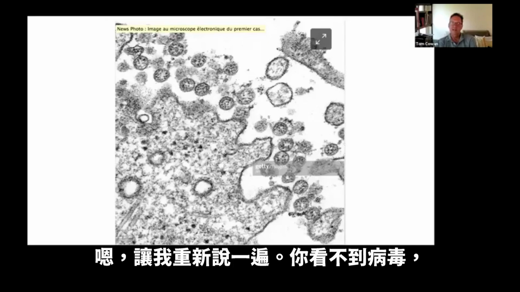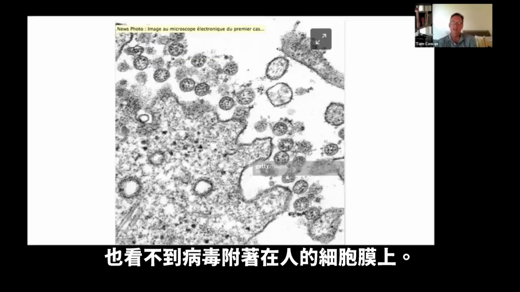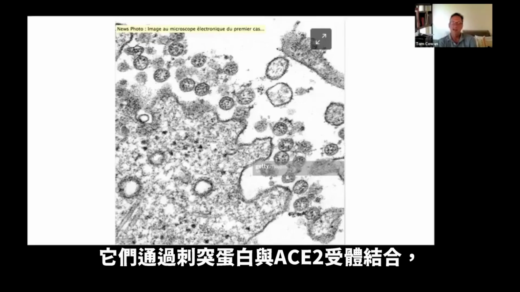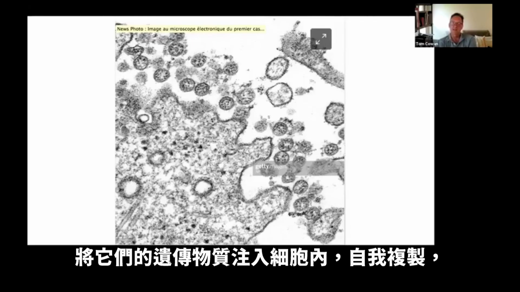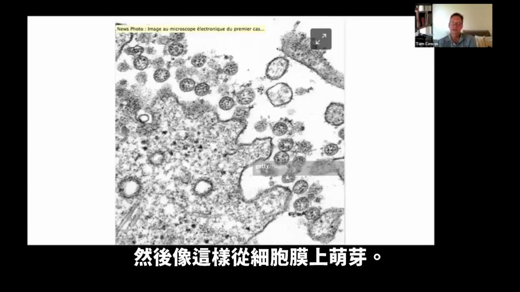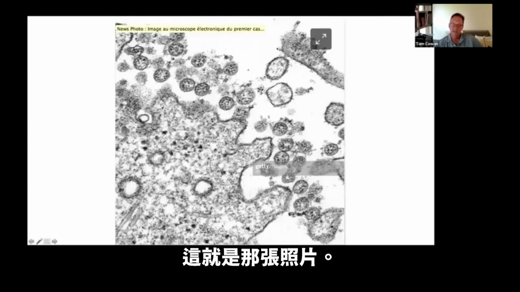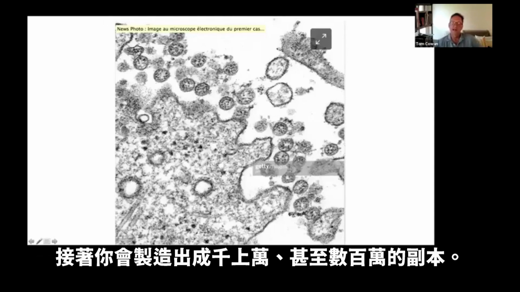Well, let me rephrase that. The virus is attached to the cell membrane of the cells of the person. They do that with the spike protein hooking up with the ACE2 receptor. They inject their genetic material into the cell, reproduce themselves, and bud off the cell membrane like this. This is the picture of that. And then you make thousands, millions of copies.